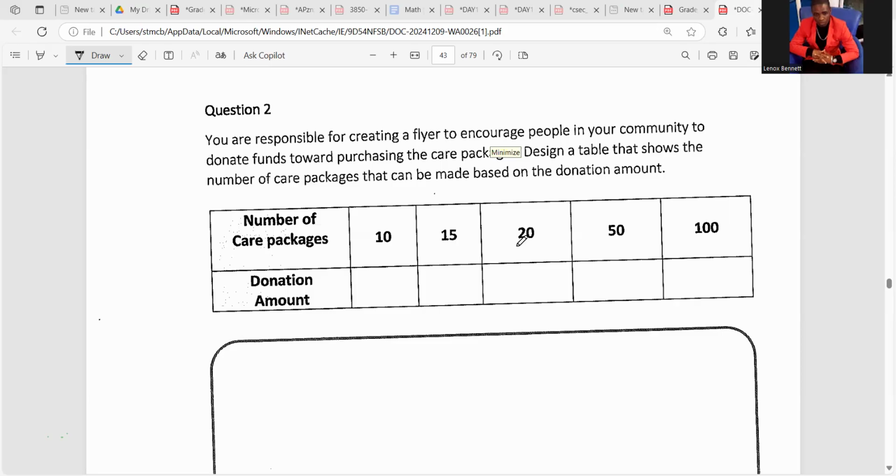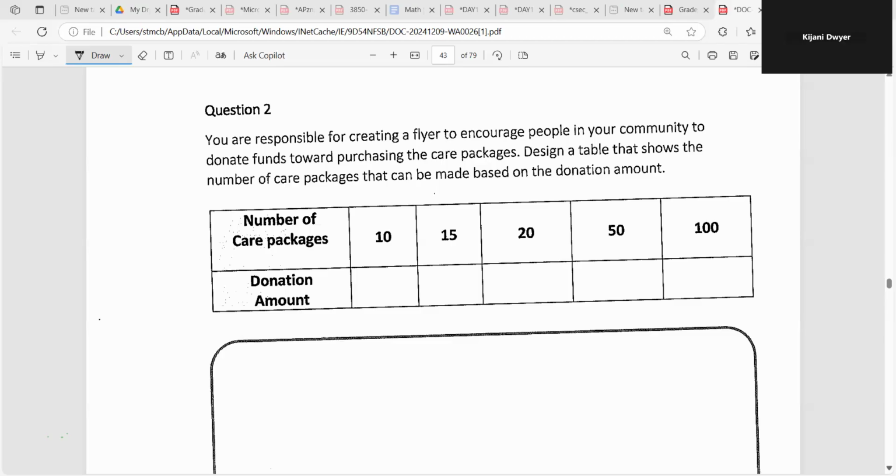Your hand was up. Could you read for us? You are responsible for creating a flyer to encourage people in your community to donate funds towards purchasing the care packages. Design a table that shows the number of care packages that can be made based on the donation amount. Number of care packages: 10, 15, 20, 50, 100. Donation amount.